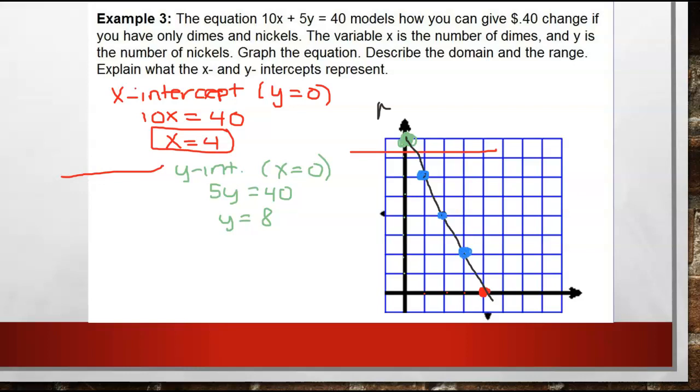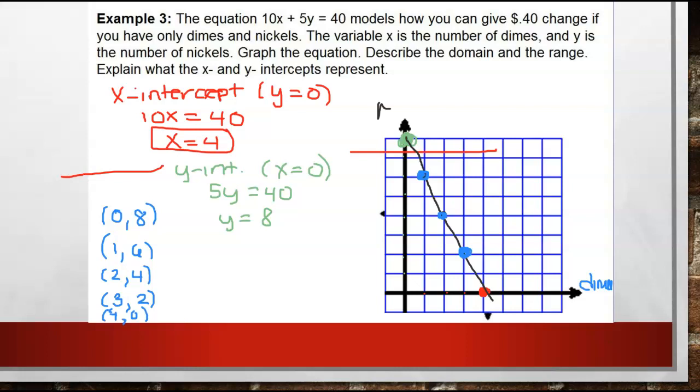So that means I could give out 1. So again, remember x is dimes. So I could give out 1 dime. If I give out 1 dime, I have to give out 6 nickels. I can give out 0 dimes and 8 nickels. I can give out 2 dimes and 4 nickels, 3 dimes and 2 nickels, or 4 dimes and no nickels.